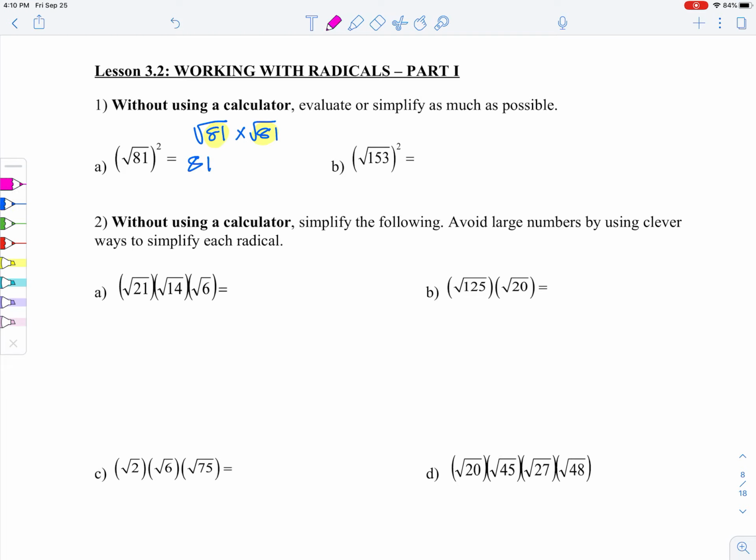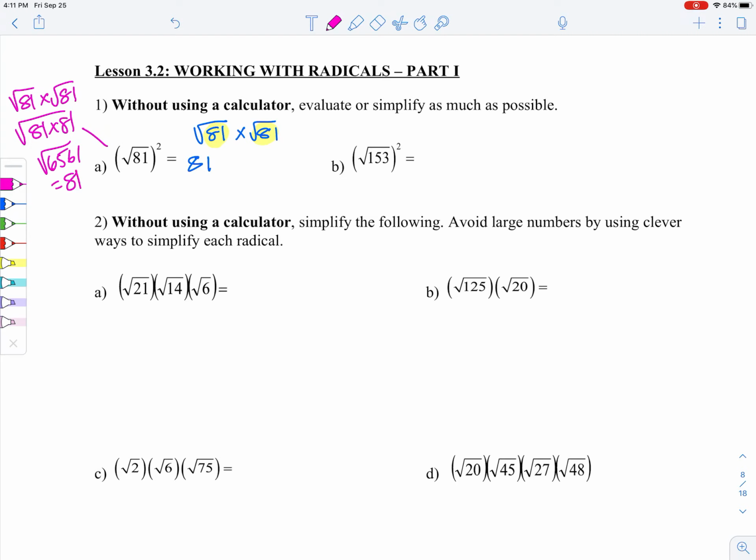Another way to think about it: it's root 81 times root 81, so you could put them together under one square root sign. And when you do 81 squared, you get 6561. But then when you square root 6561, you end up back at 81.